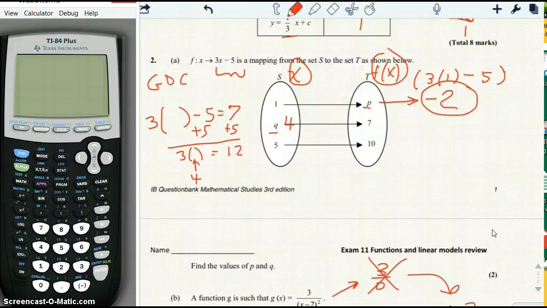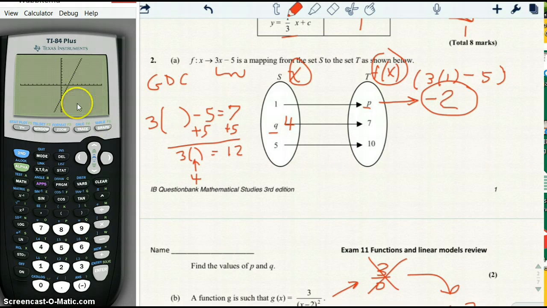And then they ask, what number would give you 7? So what number would you put in here to get 7? You can use algebra to do this, or you could use your calculator. You could graph all this on your calculator. You go to y equals, and then I would put in the equation 3x minus 5. Then graph it.